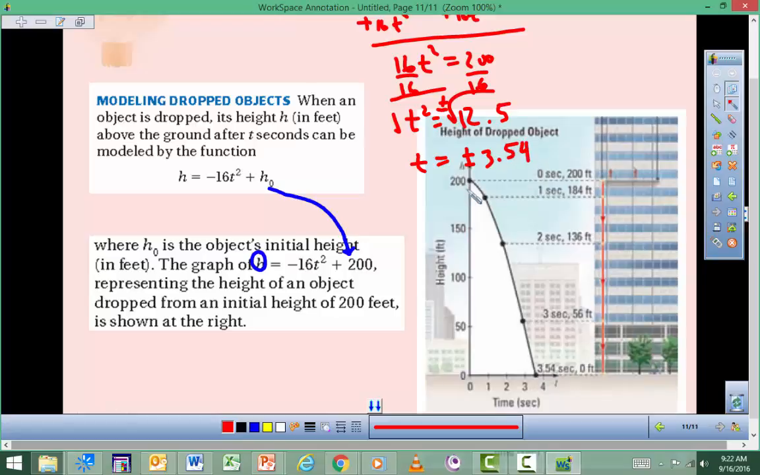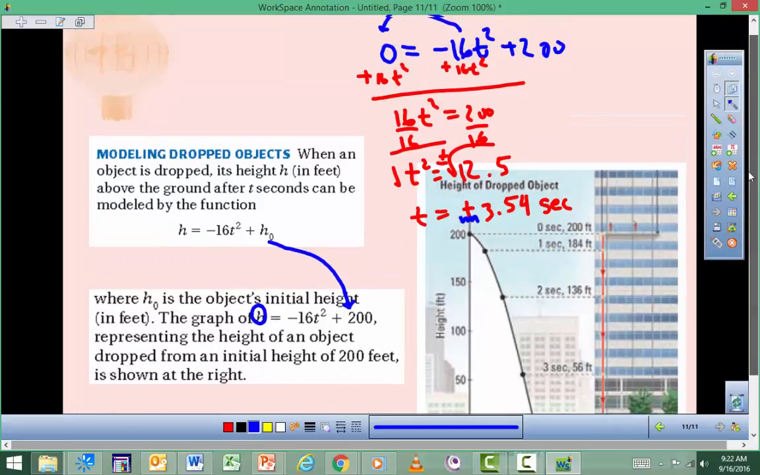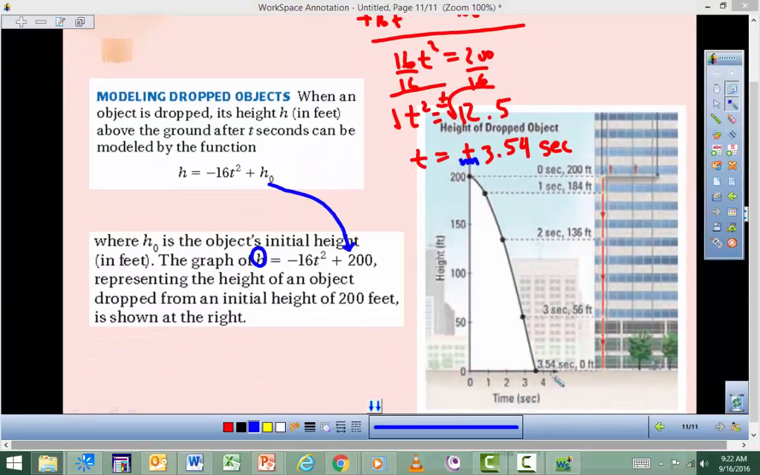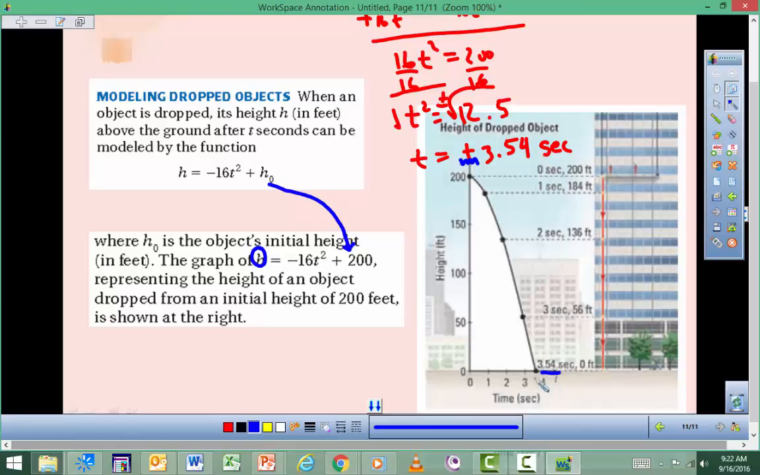However, in this case, does it make sense to have a negative time? No. So in this case, the negative does not make sense, so we take that one off. Okay, because time equal to 0 was the initial time. So t equal to negative 3 was about 3 seconds before he dropped it, right? He hadn't dropped it yet, right? So I hope that makes sense. So only a positive answer makes sense here.